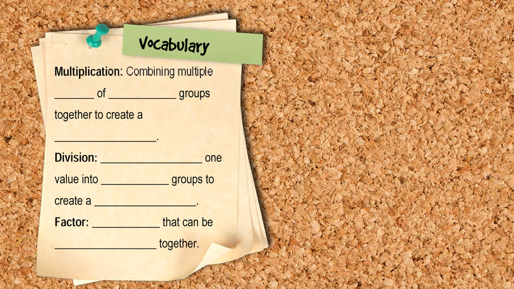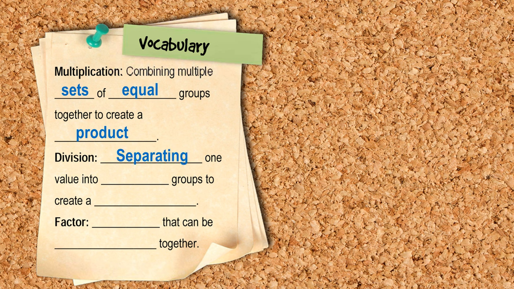Before we start analyzing and comparing multiplication and division, let's discuss their basic definitions and some helpful vocabulary. Multiplication can be defined as combining multiple sets of equal groups together to create a product. A product is the name for the answer of a multiplication expression. There's a key word here, equal. Equal is key for division and multiplication, so watch that throughout this lesson.